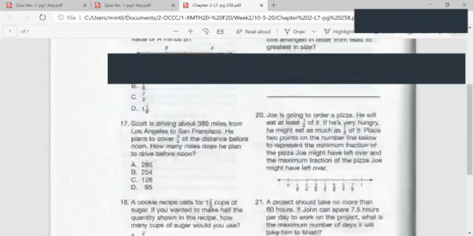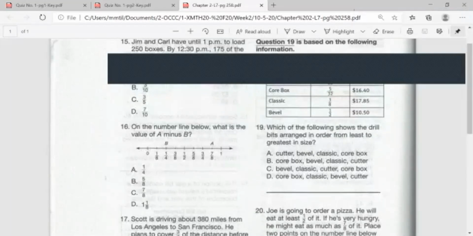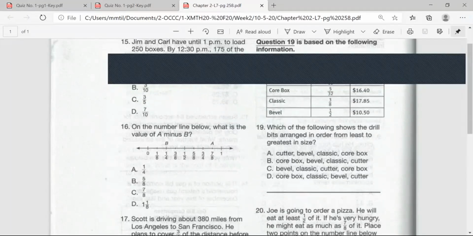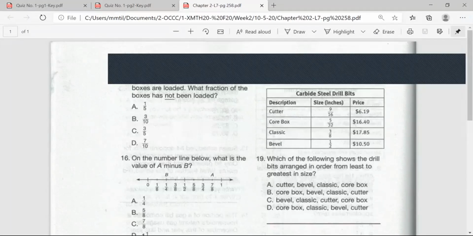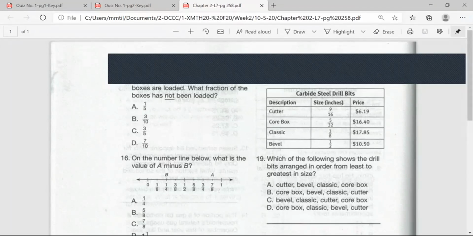Okay, so here's the page, right? Okay. So the first one was 19, you said. Is that right? Yes. Okay, I'm gonna look at this. Which of the following shows the drill bits arranged in order from least to greatest? Oh, I see. So we're looking at this chart up here. Least to greatest in size. Okay, not price, but size.